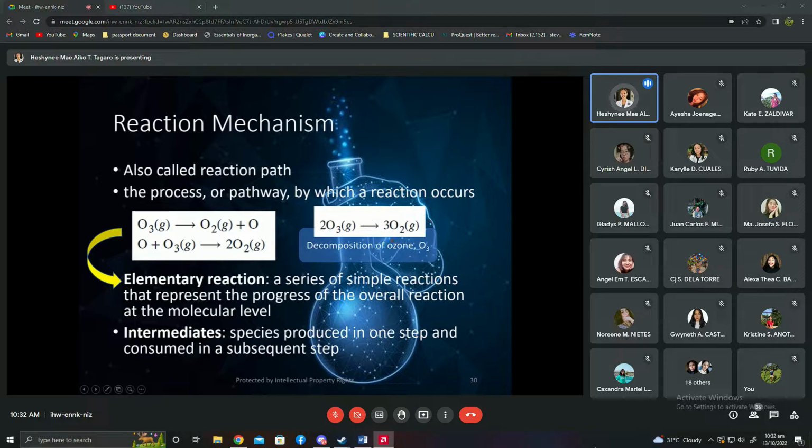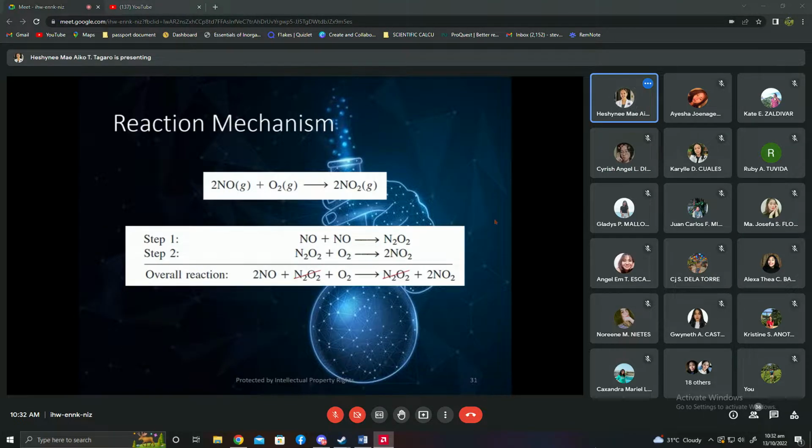So in reality, guys, ang ginapakita sa inyo is just the overall reaction na. No, wala na ni ginapakita ang inyo nga elementary reaction or elementary steps. Let's have another example para magets nyo pagid. Okay? So let us consider the reaction between nitric oxide and oxygen.